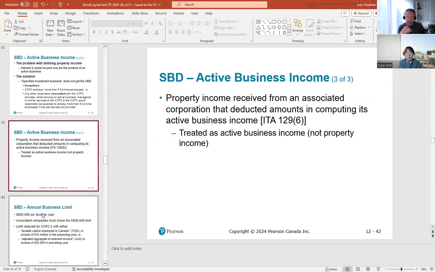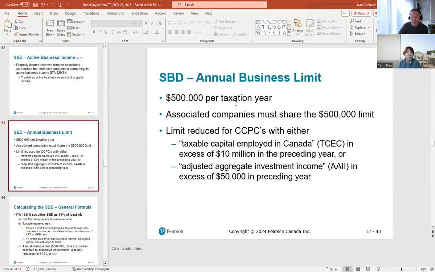And there's some more on the property income received from the associated corporations. Those are treated as an active business income, not property income. The annual limit is $500,000. Now, the tricky part here is, as you can see, the associated companies share that limit.